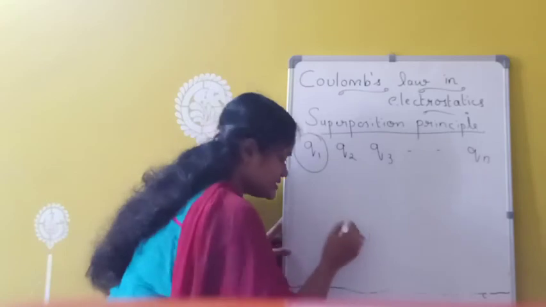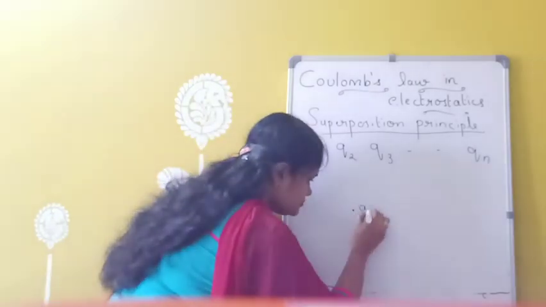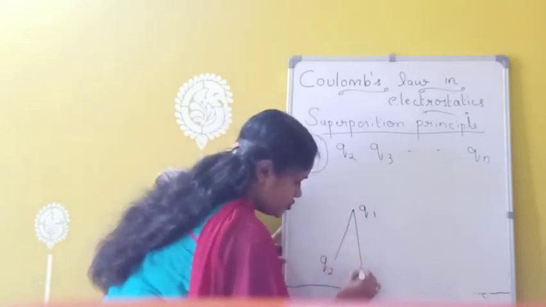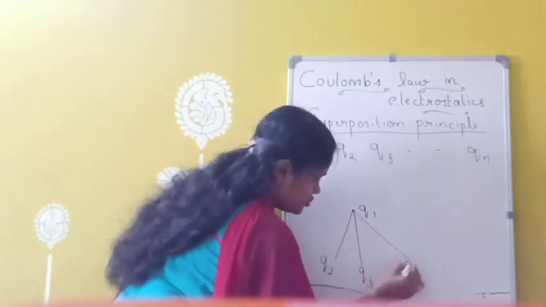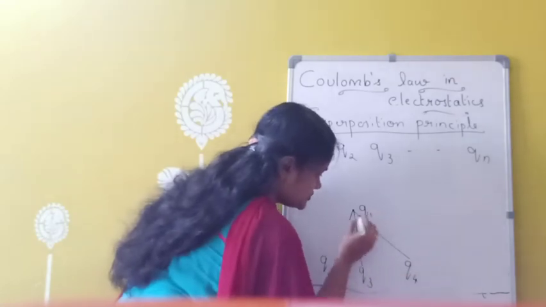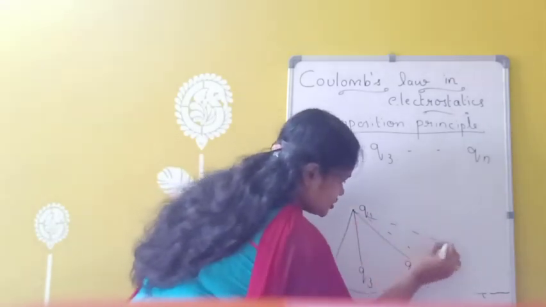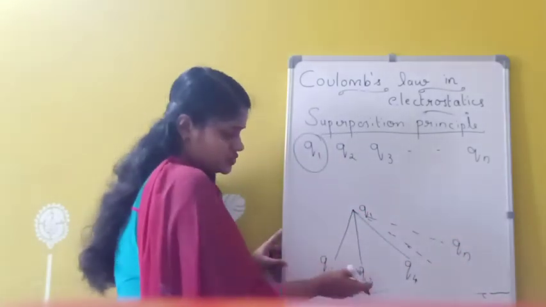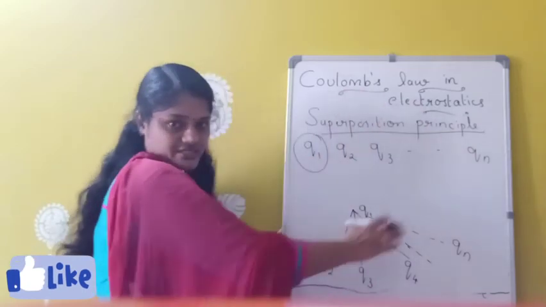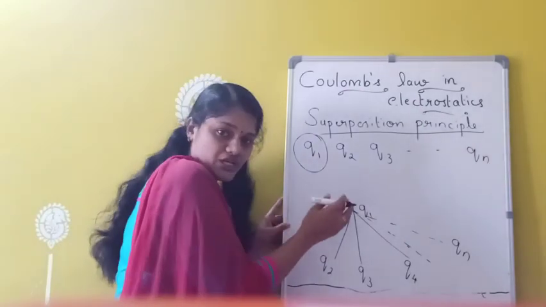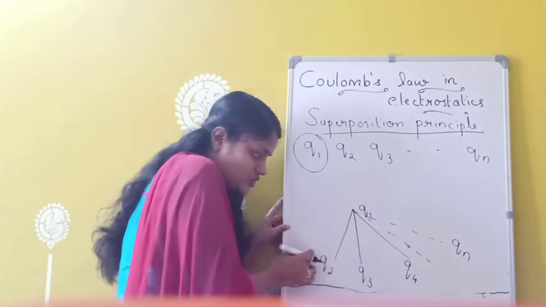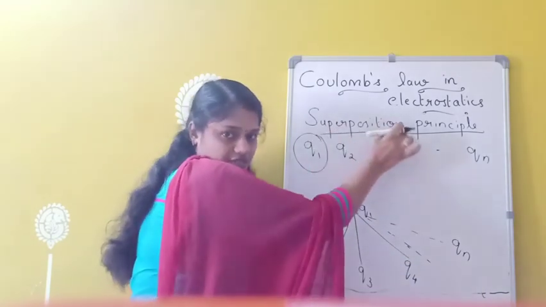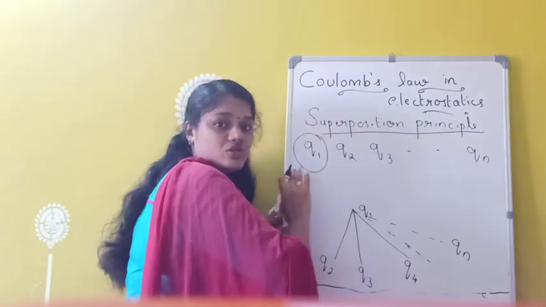Suppose I am taking the charges like this. I am distributing the charges. First Q1. Suppose here Q2 charge, Q3, Q4, and like that. Last one I am taking is Qn. So many charges are there, Q1, Q2, Q3, Q4, etc., Qn. I have to find the total force acting on this charge Q1 due to all other charges. This can be done using which principle? Superposition principle. That means we have to take the vector sum of all the forces.